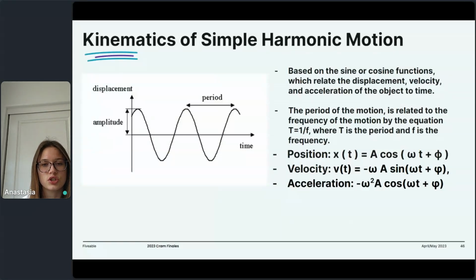The equation for position is x of t equals A cosine of omega t. For velocity, it's just going to be the derivative of that. And then acceleration is going to be negative omega squared A cosine of omega t. All right, next slide, please.